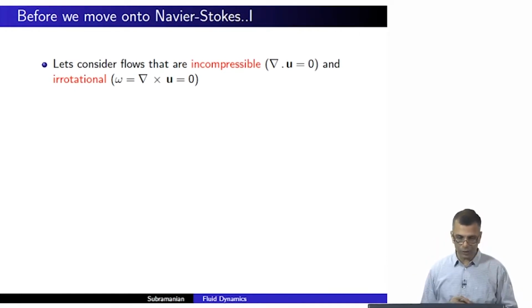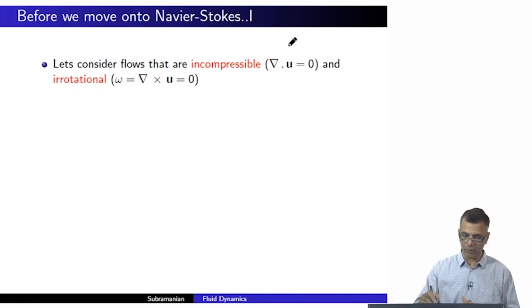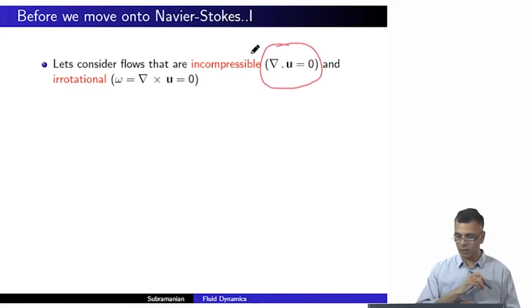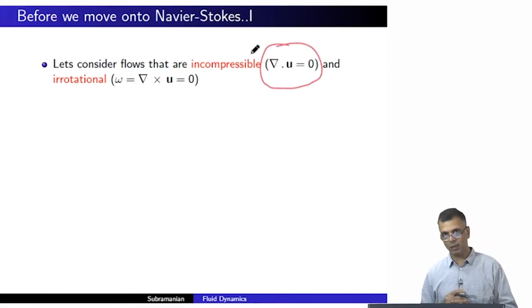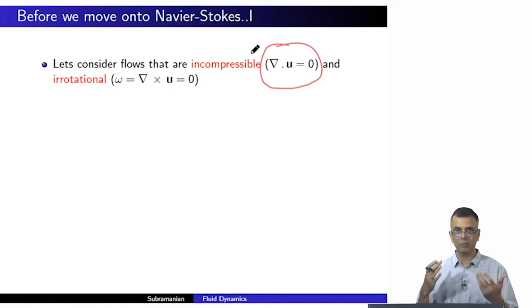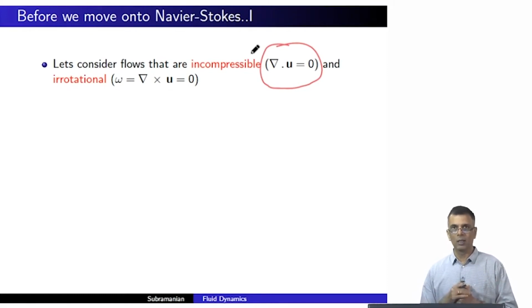So let's first consider flows that are incompressible, in other words characterized by divergence of u equals 0. Remember the definition of incompressibility. An incompressible flow is one for which a Lagrangian observer, an observer sitting on top of a fluid parcel, does not discern any changes in density. It is very important to keep this in mind.